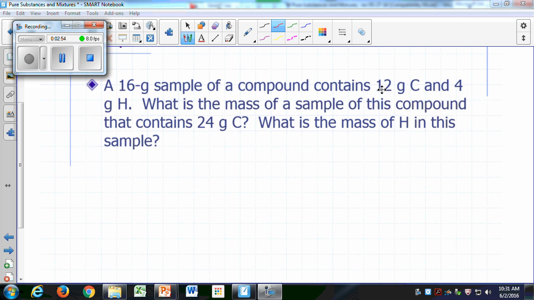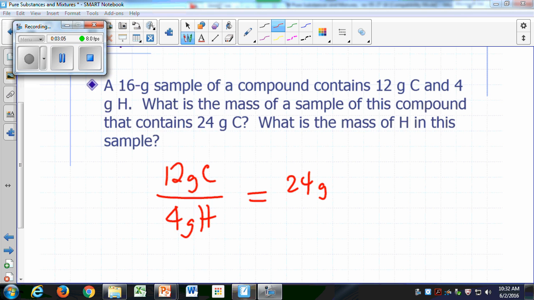Proportions. 12 grams carbon is to 4 grams hydrogen. Here's a way you can do it. 12 grams carbon is to 4 grams hydrogen, right? As 24 grams carbon is to x grams of hydrogen. That's one way you can do it. So you can say 12 over 4. That means the carbon to hydrogen ratio is what? 12 over 4, that's always 3 times. The mass of the carbon is always going to be 3 times that of the hydrogen. So 24 is going to be 3 times 8, right?